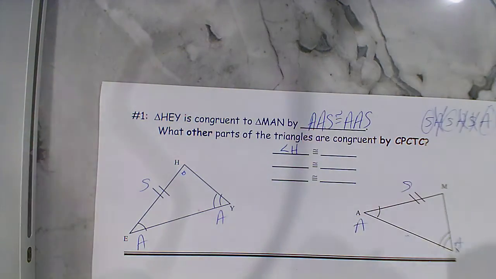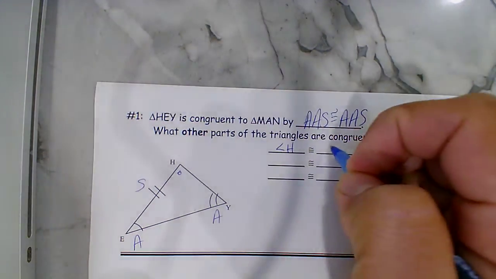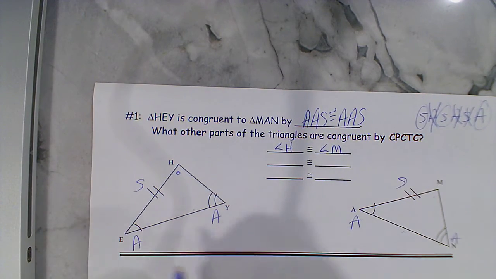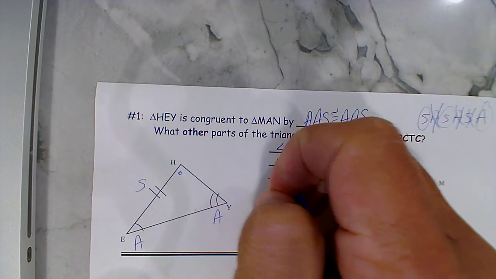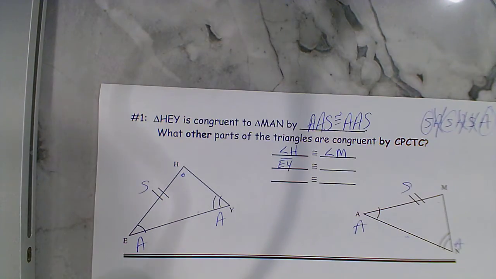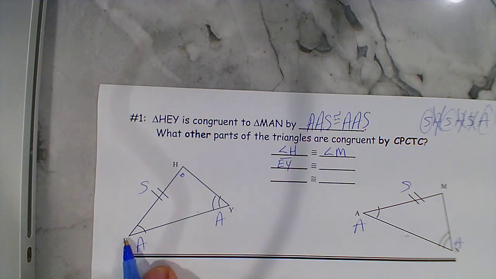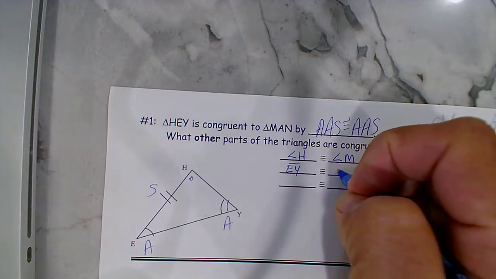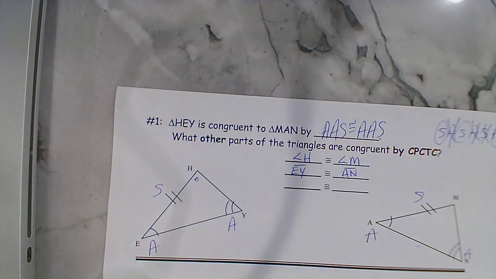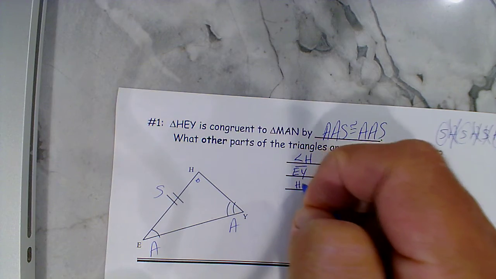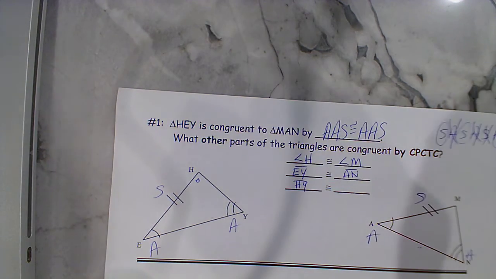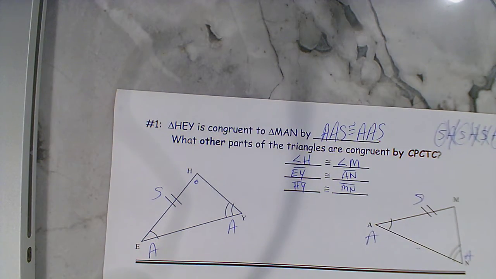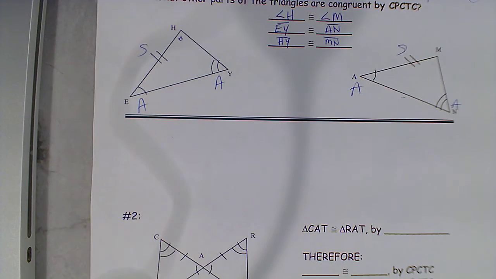Angle H would be congruent to the leftover angle here, angle M, by CPCTC. Or the sides, EY. What's the corresponding piece to EY? EY was the side in between the two angles that we knew. So here's the side in between the two angles that we knew. That's AN. And then the last side, HY, congruent to MN. All right? Same concept. Then we're going to be done.